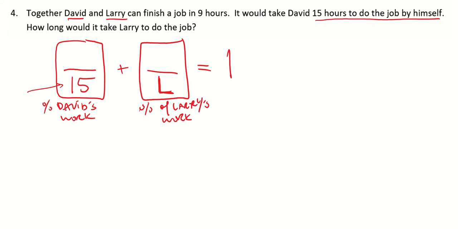The first thing we're told is that if they work together on this job, they can finish the job in 9 hours. The number at the top is how long it will take if they work together. So they both work 9 hours, and you're told they were done. So think of it as 9 out of 15. If you simplify this, divide this by 3, you get 3. Divide this by 3, you get 5. That means David actually does 60% of the work. So therefore, Larry actually worked 40%. He did 40% of the work.